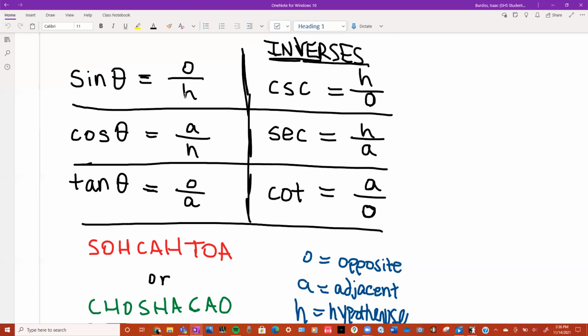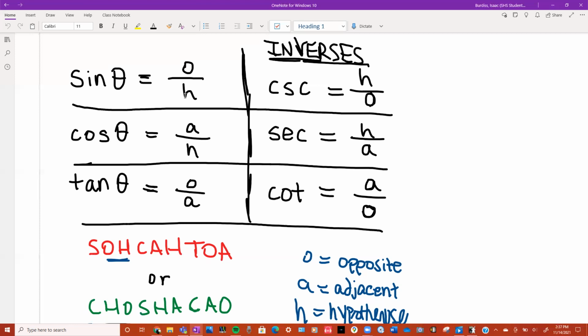don't get that confused with the sine to the -1, which we'll have to use. That's not what that is. We're talking about just flipping it over. So notice that for sine, now we have h over o, we have h over a, and a over o. So SOHCAHTOA, or CHOSHACAO, but that's not as good of a one because if you notice there's two C's, so you might get mixed up. But you can always just remember the opposites. You just change this, this, and this, and just make them different.